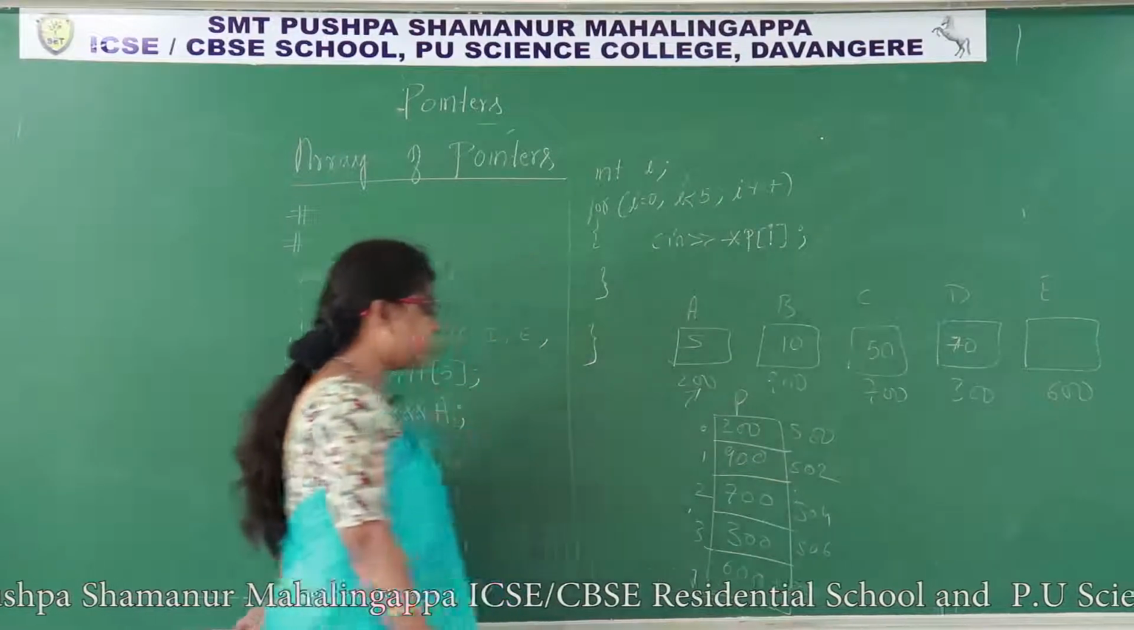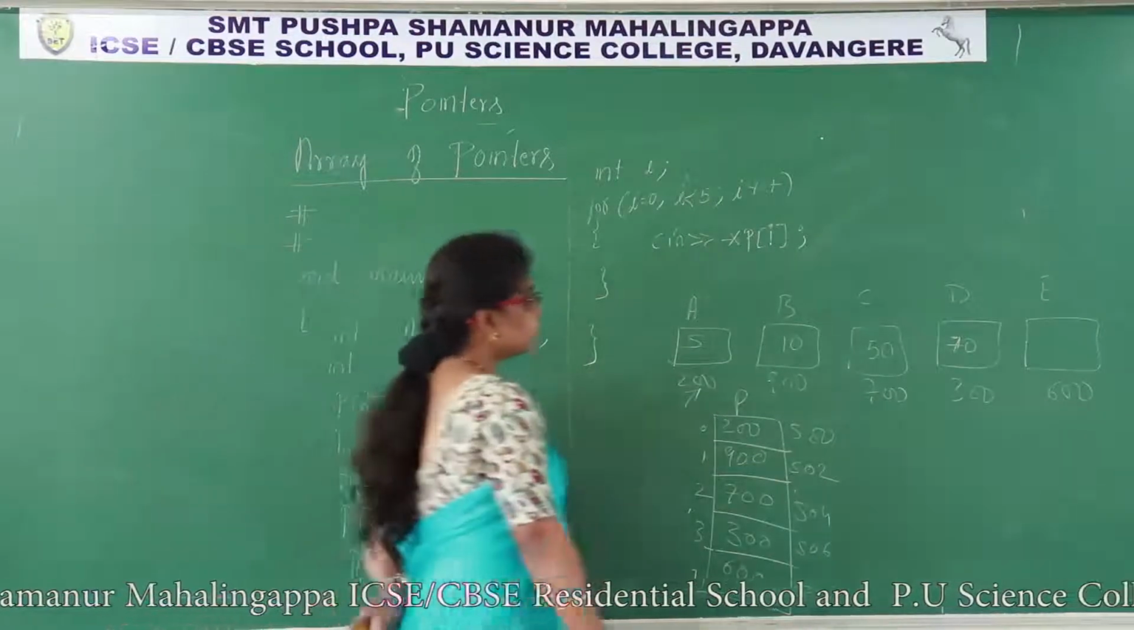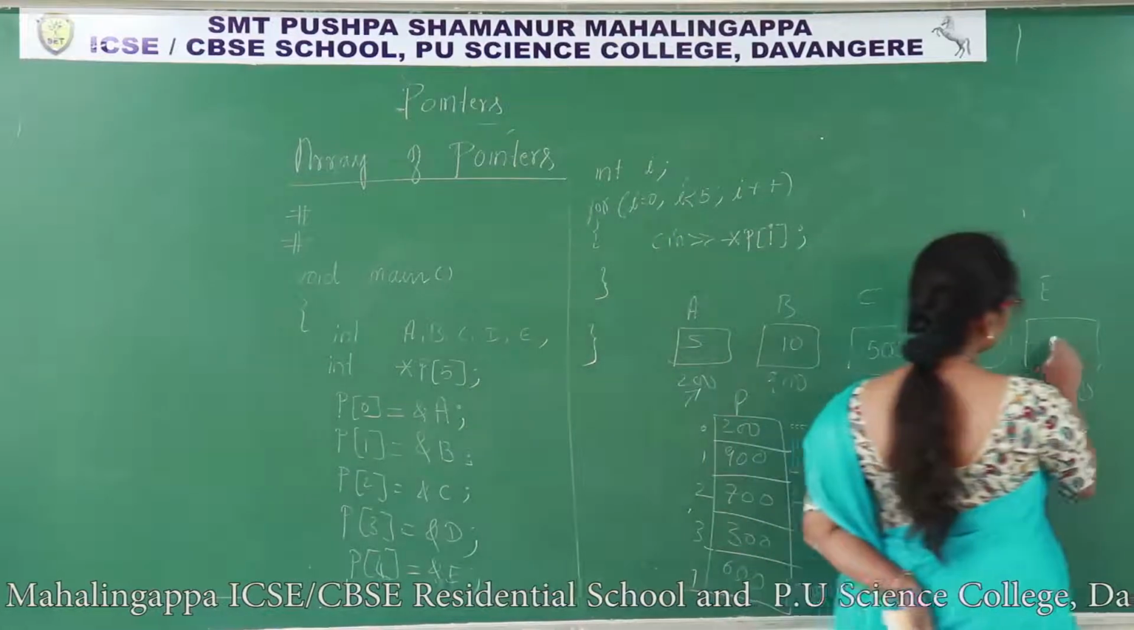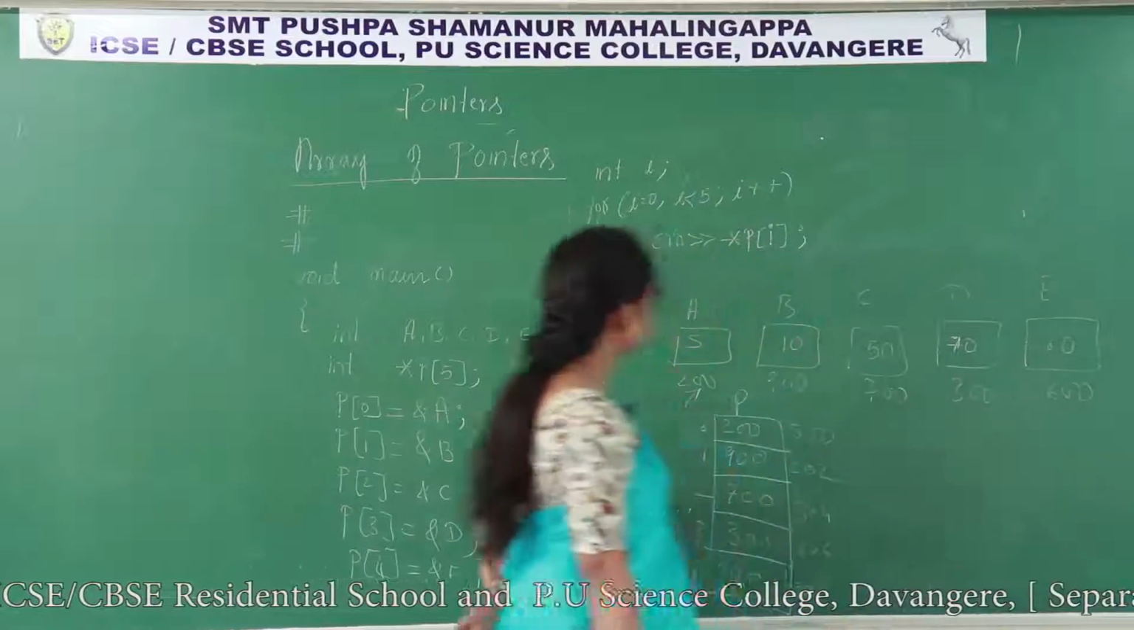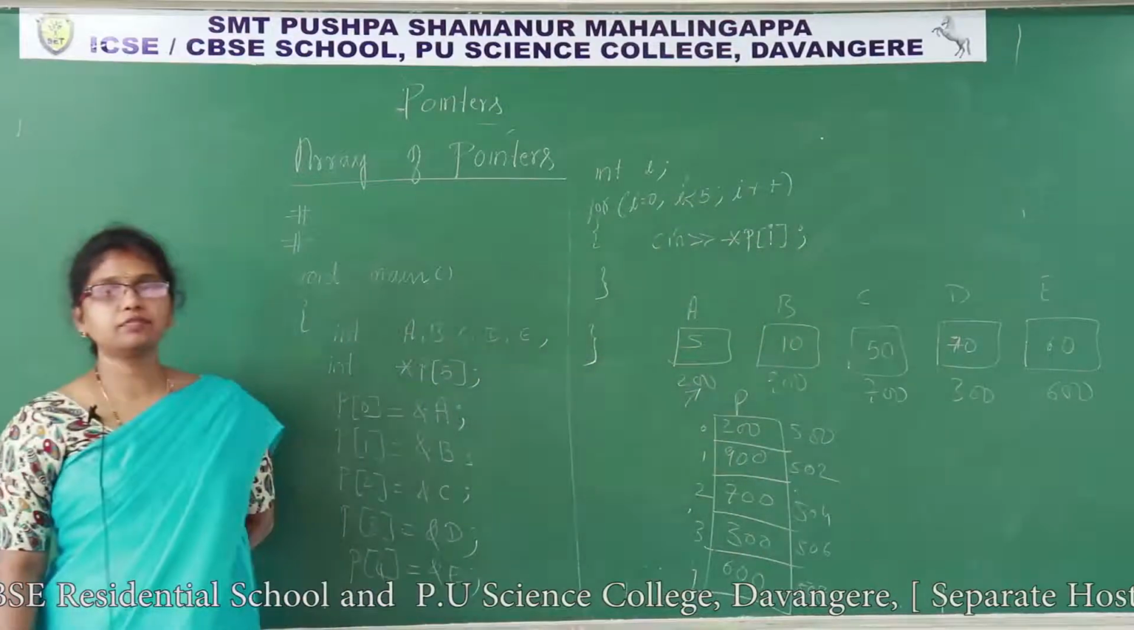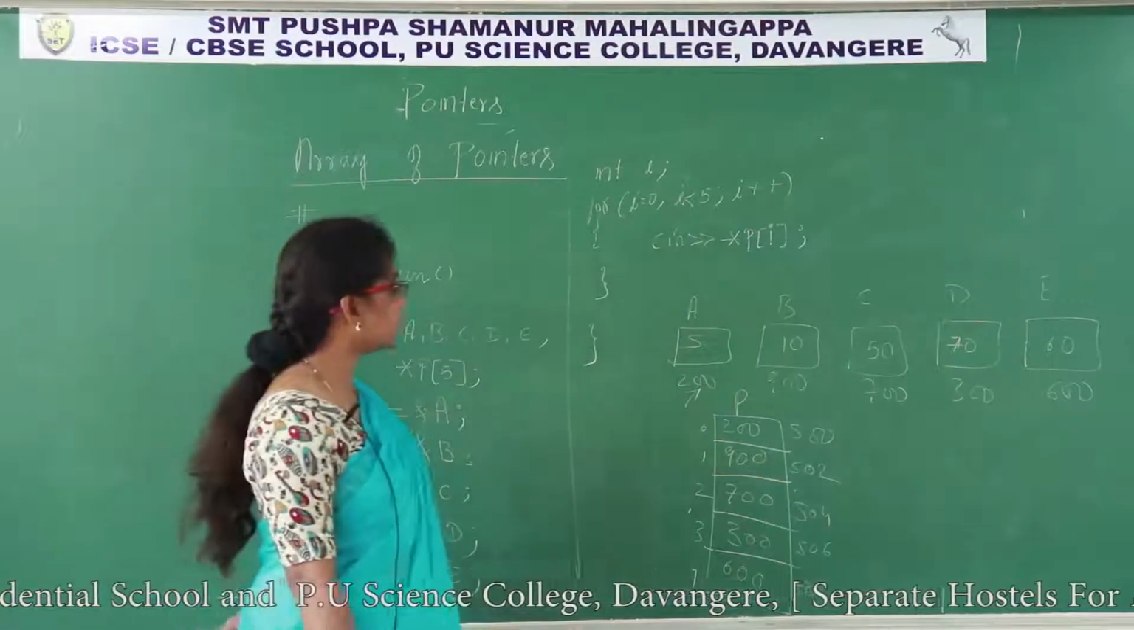I increments, I becomes 4, 4 less than 5, condition satisfied. What is there in the P of 4? 600, star 600 means this memory location. I will write 60 here. Then I increments, I becomes 5, 5 less than 5, condition false, it terminates from the loop.